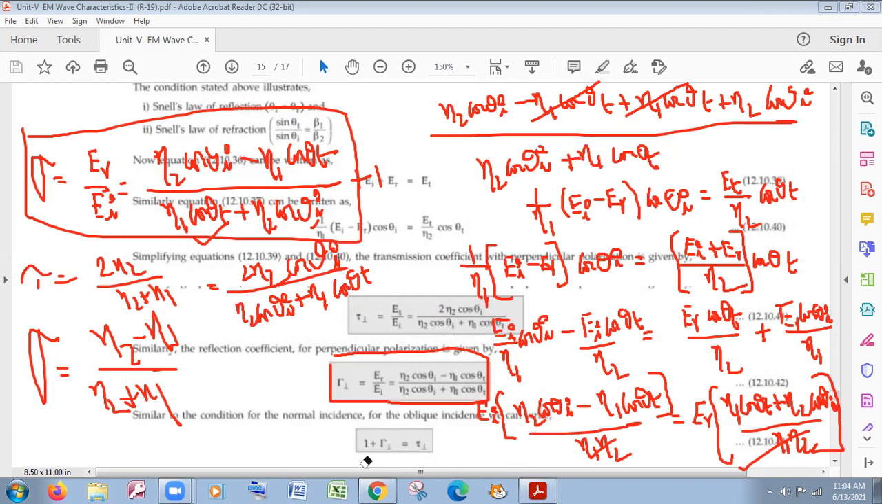Now, the relation between these two: 1 plus the reflection coefficient is equal to the transmission coefficient. In the normal incidence also, you can add plus 1 and take the LCM. Here also you get the reflection coefficient plus 1 is equal to the transmission coefficient, 2 eta 2 by eta 2 plus eta 1. These two expressions we got for the normal incidence of a dielectric boundary.